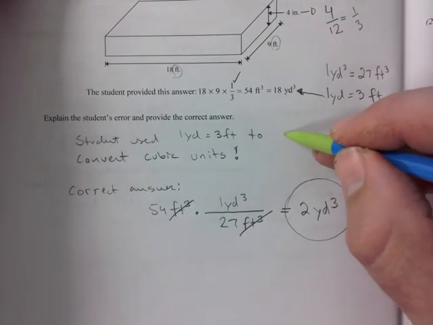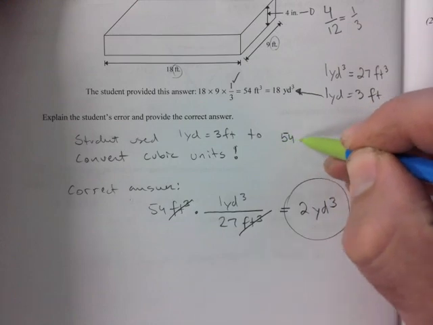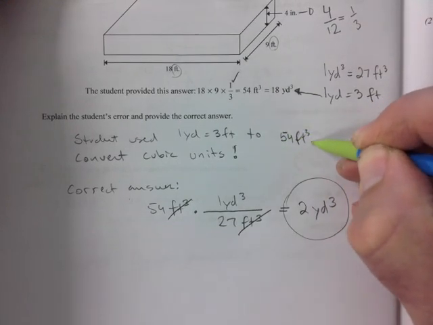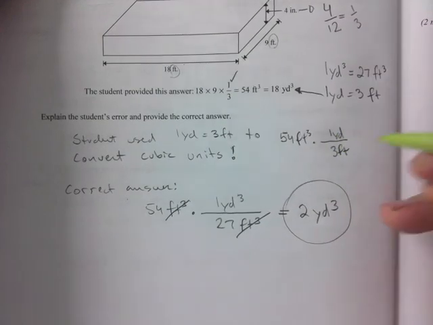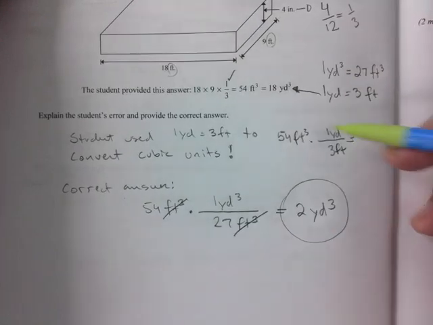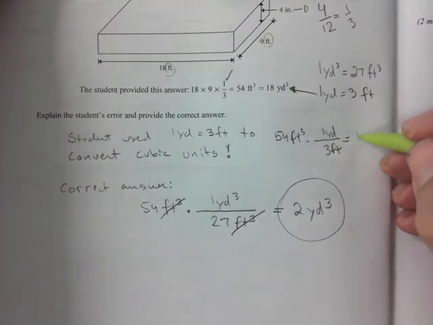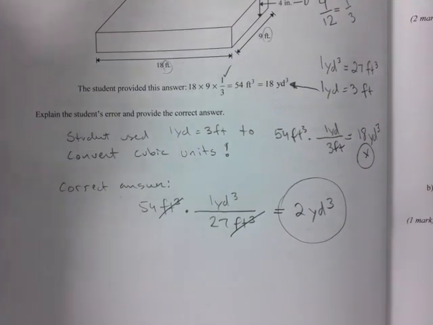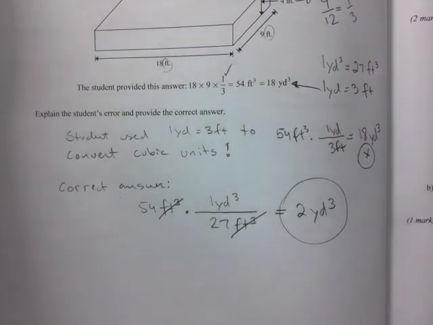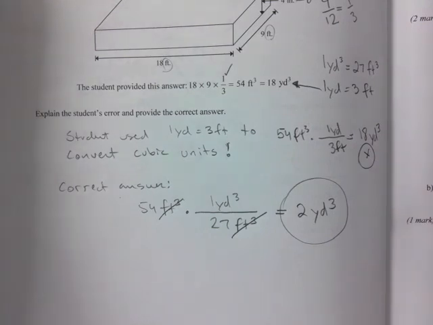I will add to this because what the student did is just kept it at 1 yard has 3 feet. And if you go 54 divided by 3, you get 18. And this is wrong, okay? So it didn't use the proper conversion to get it from cubic feet to cubic yards, I should say.